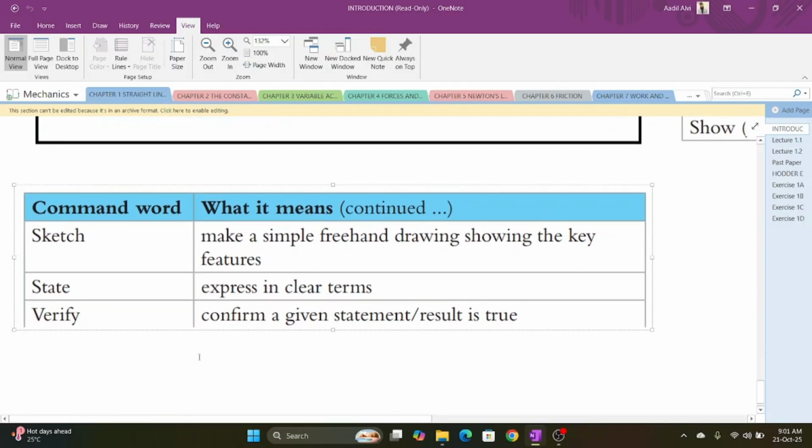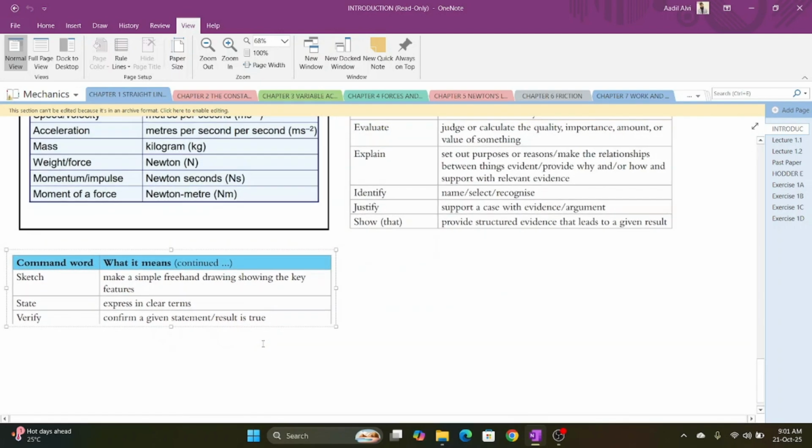Lastly, verify, okay. So it says confirm a given statement or confirm that the given result is true, okay. Again, based on your working, you have to reach the conclusion that whatever the statement is given, that is true, okay. Now that's the end of our first lecture.